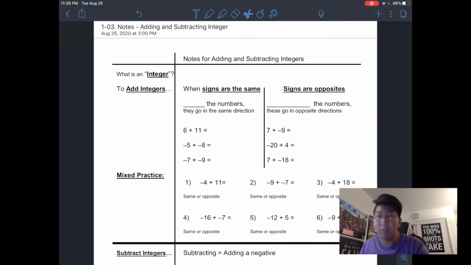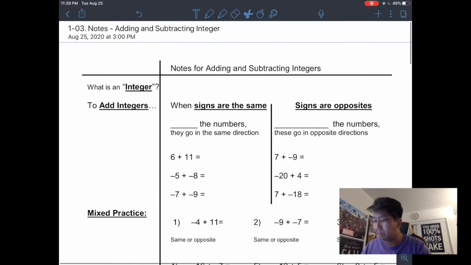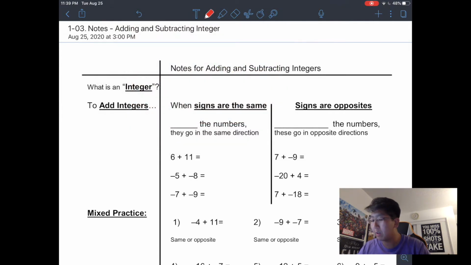So before we even get to the whole concept, the first thing I want to talk about is what is an integer. So the question here we're going to answer is what is an integer? I'm going to go through a couple steps just because we're learning how to use Notability. I'd like for you to copy exactly what I do. So what I'm going to do right now is click on the pencil and click on red. Okay. So the question is, what is an integer?